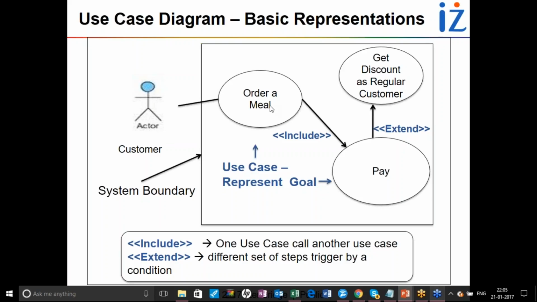So include is used when one use case is calling another use case, extend is used when a different set of steps is executing, and this represents the boundary of the system, and this is the user which is interacting with the system for a goal. Goal is important here. Role and goal is important here.